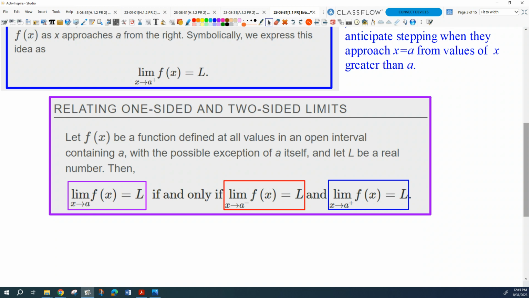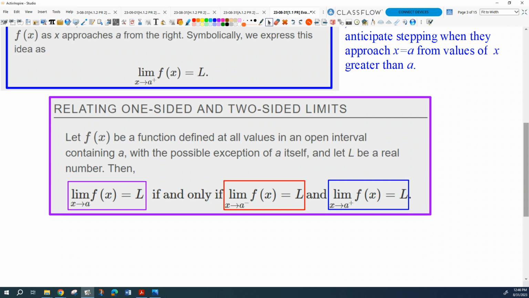In other words, what's that telling us about two ants approaching a from opposite sides? In order for the limit to exist, what has to happen with those two ants? They have to anticipate stepping on the same place, right? If they disagree, if they both anticipate stepping on different places, then the two-sided limit doesn't exist, okay? Because both of the one-sided limits have to exist and agree for the two-sided limit to exist.